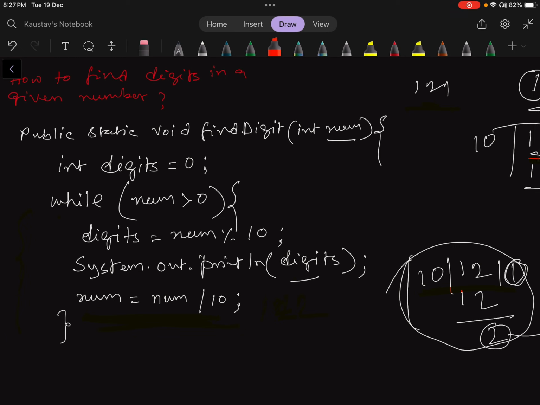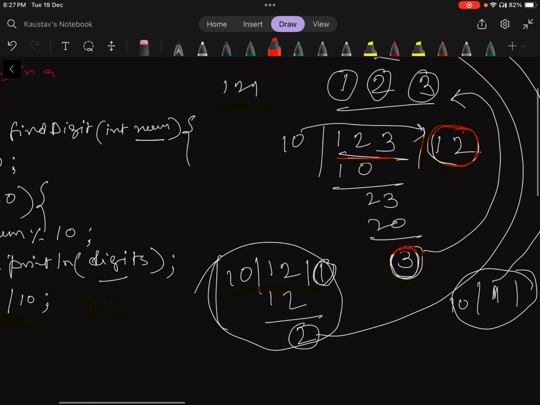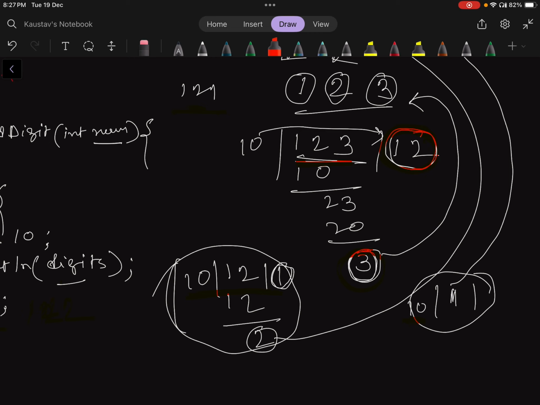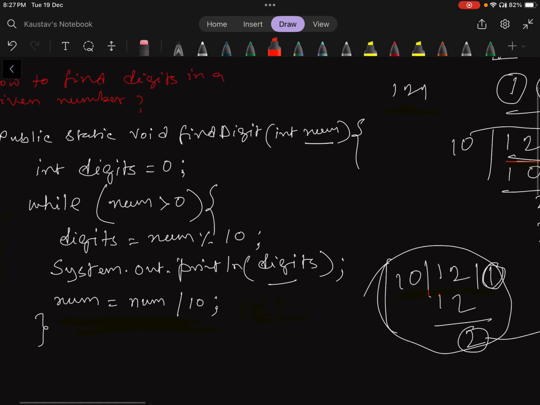1 greater than 0, yes. Digit will be number modulus 10. Now 1 divided by 10, it will not go, but 1 will become the remainder that time. So it is becoming the remainder, it will print. Then again it will divide by 10: number equals number / 10. So if we divide 1 by 10, how much will it be? It will be 0, because it is an integer type of number. Remember, it is an integer type of number, so the division will not happen fractionally. So this loop will break.